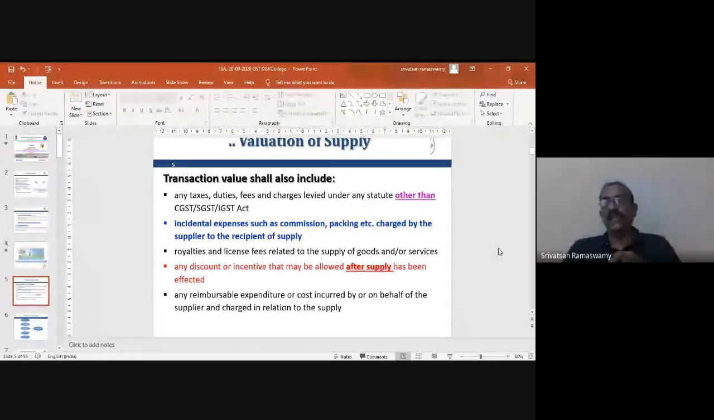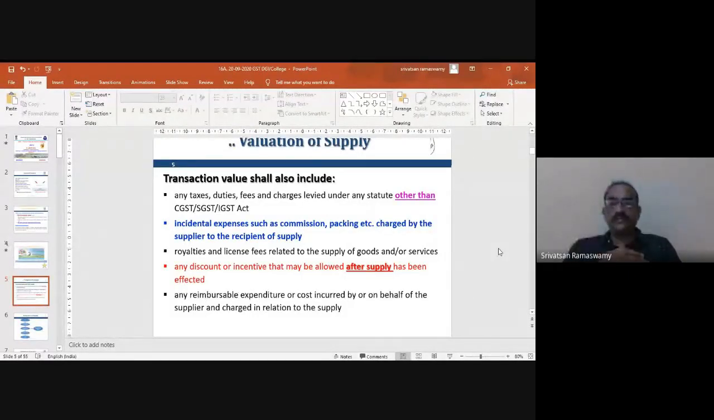The third point is any royalty fees that is paid for using a brand name, or any IPR amounts that are being transferred, any license fee that is paid, and that is in relation to the supply of goods or services, that also should form part of the transaction value, right?